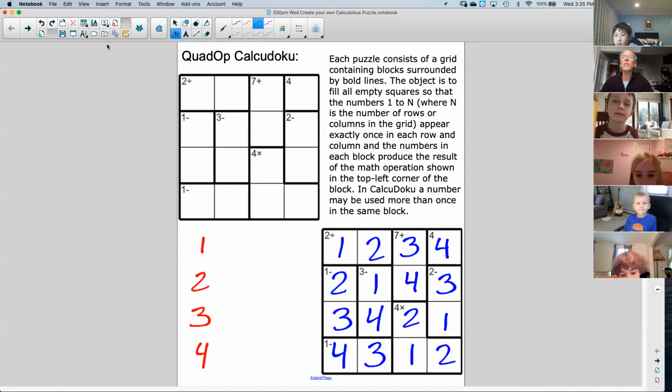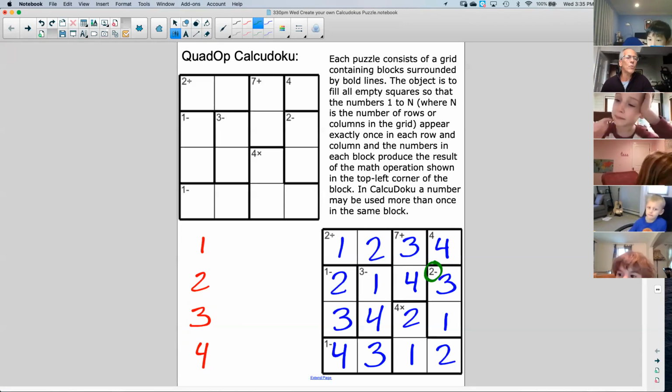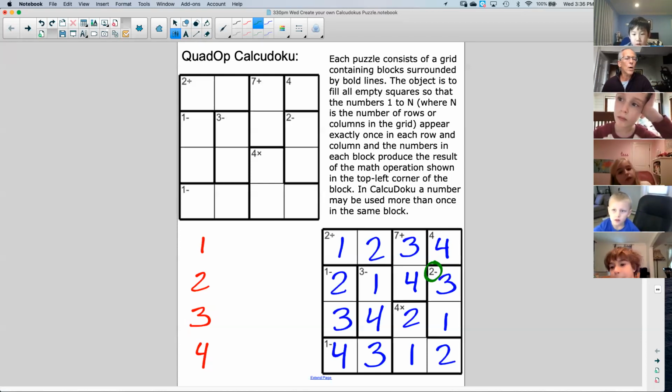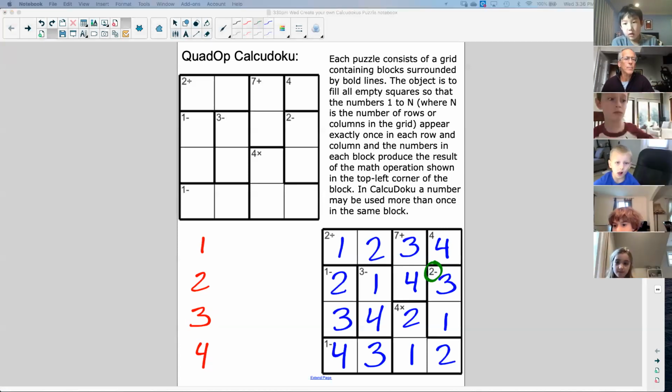Aaron, can you explain to me what the 2 minus means? And you'll have to unmute yourself. You and Roman and Aaron should keep yourselves unmuted. There you go. All right, Aaron, go for it. What does the 2 minus mean? Aaron, can you hear me?